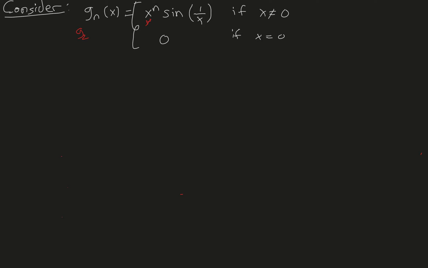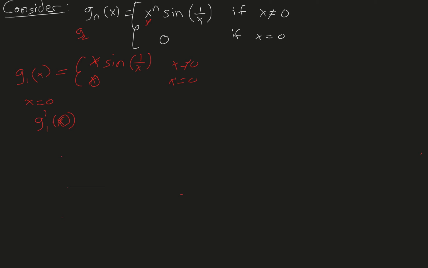So let's consider g_1 first. g_1 of x is x sine 1 by x when x is not equal to 0, and 0 when x equals 0. Let's consider the derivative of this, and see if it exists at the point x equals 0 using the limit definition above. So that is g_1 prime of x; we want it at the point 0.